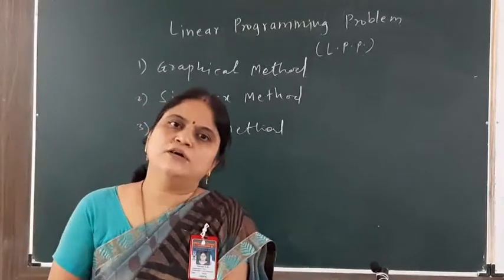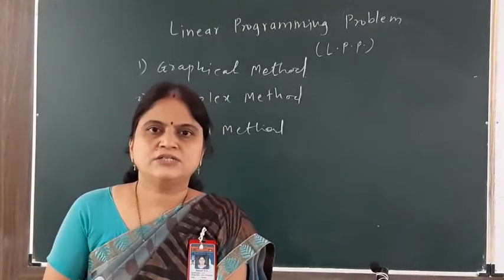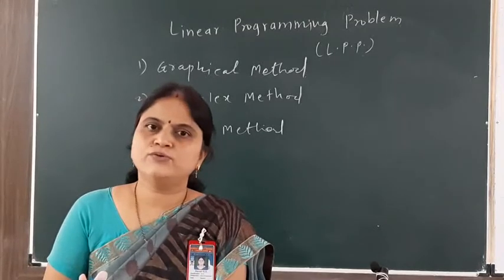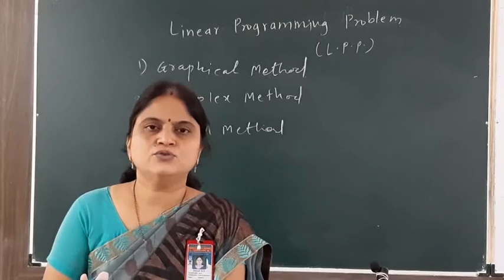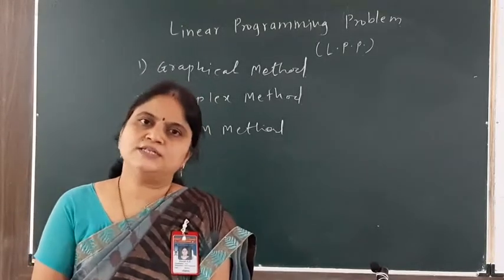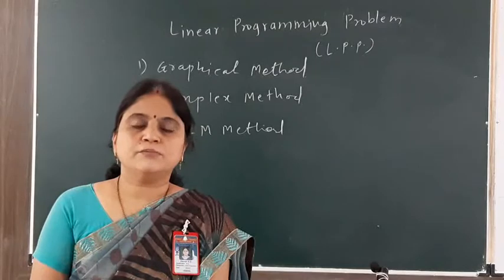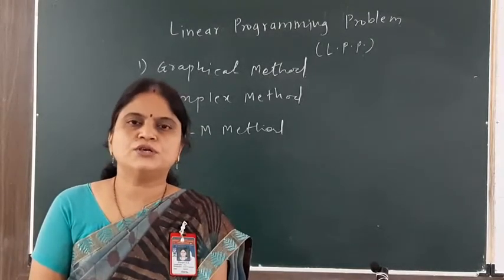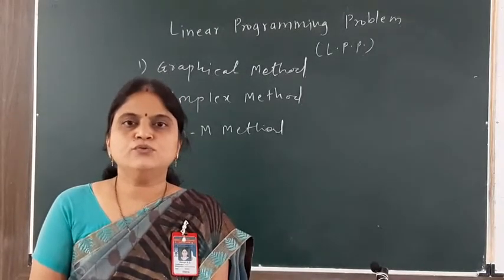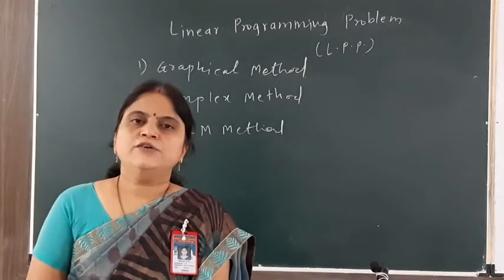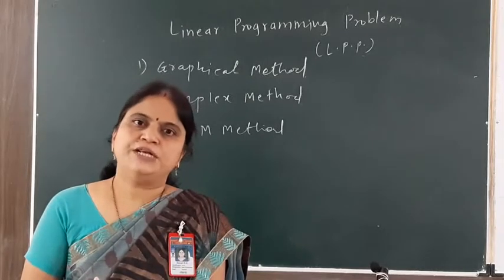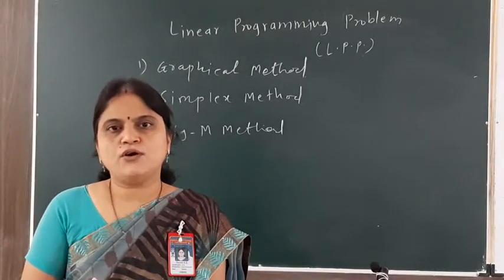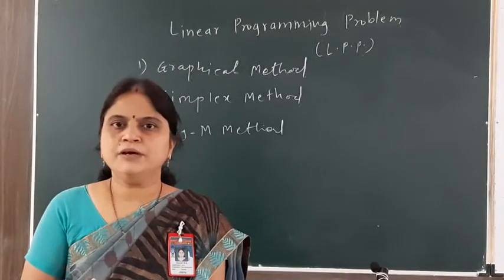In the simplex method, the constraints must be strictly of less than or equal to type. Only then can we find the solution by using the simplex method. If the constraints are greater than or equal to type, then we cannot find the solution using the simplex method. So we move to the next, the big M method. If the constraints are of any type, that is less than or equal to, greater than or equal to, or equal to type, then we will solve the problem by using the big M method.